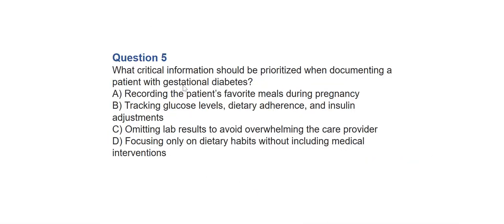Question five: what critical information should be prioritized when documenting a patient with gestational diabetes? A, recording the patient's favorite meals during pregnancy. B, tracking glucose levels, dietary adherence, and insulin adjustments. C, omitting lab results to avoid overwhelming the care provider. Or D, focusing only on dietary habits without including medical interventions?